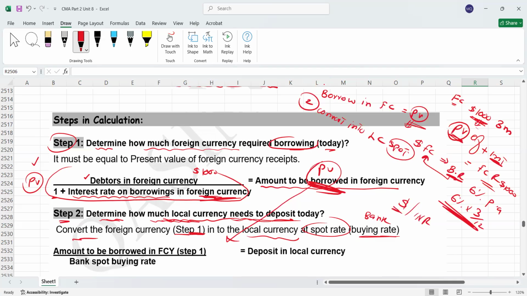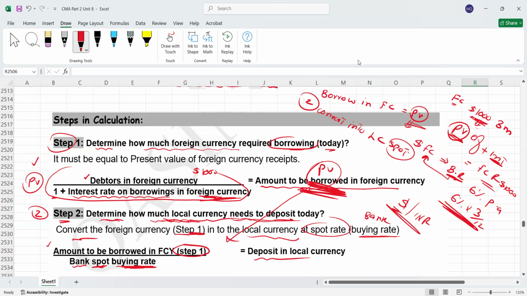So what you will do here is take the amount to be borrowed in foreign currency, which was the answer of step number one. This answer is divided by the bank spot buying rate. We need spot rate, but bank buying rate. We will divide because I'm assuming the quote is like this. Then it will give you the deposit in the local currency. So this is what you got in step number two.